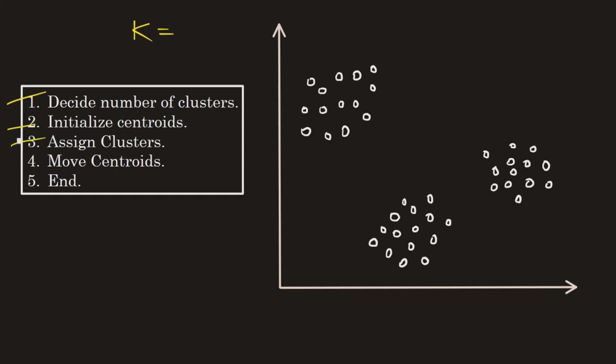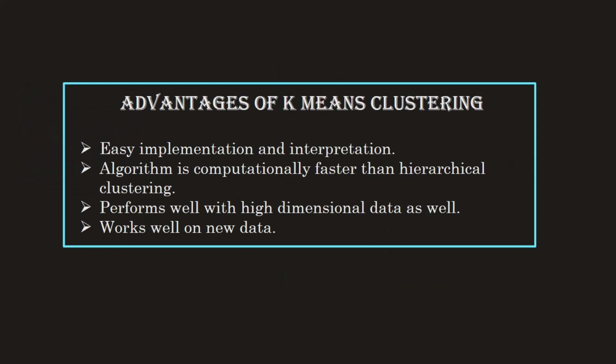The third step is to assign clusters going by those randomly initialized centroids. Then we move the centroids, calculating the average value of the data points within each cluster. And we repeat steps 3 and 4 until the centroids are not moving anymore. And that is it. Now let's quickly talk about the advantages of k-means clustering.